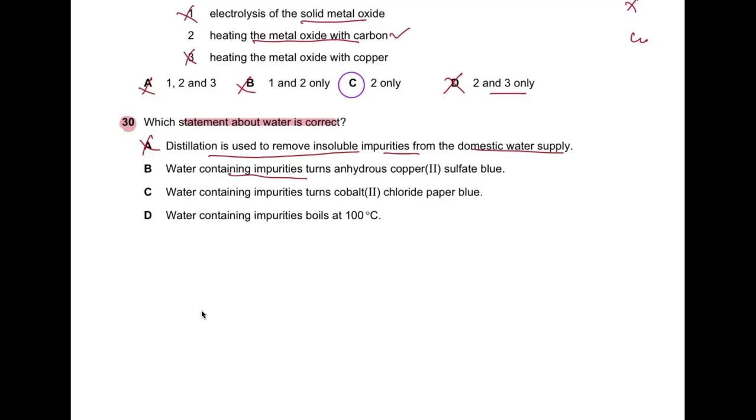Water containing impurities turns anhydrous copper sulfate from white to blue. Yes, water containing impurities turns copper sulfate blue to pink. So it goes wrong. Water containing impurities boils at a higher temperature. So D goes wrong. So we are only left with option B. So B is the correct answer.